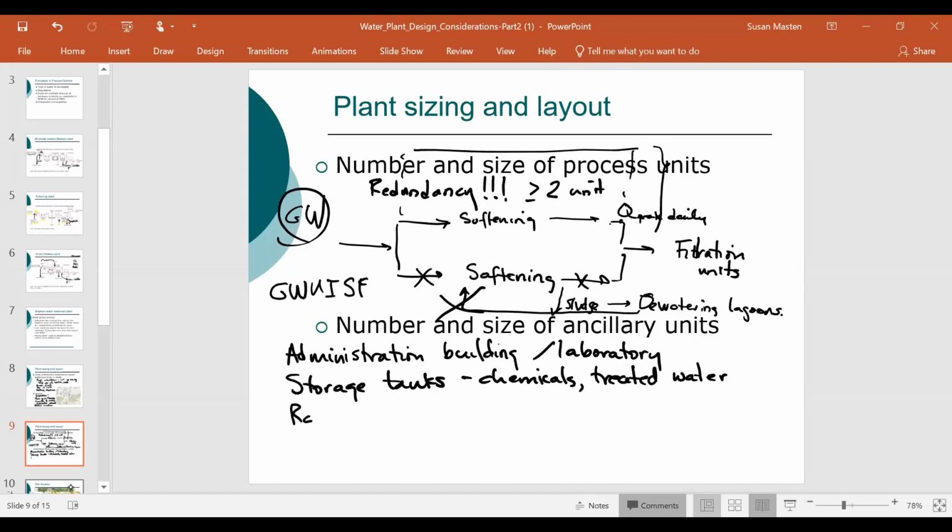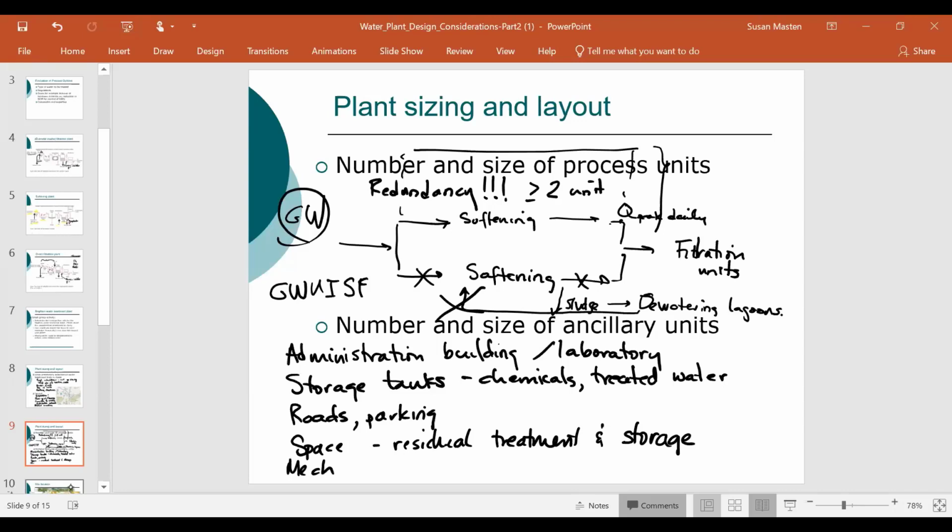We need roads. We need parking. We need space for residual treatment and storage. And we may need a mechanical building for pumping.